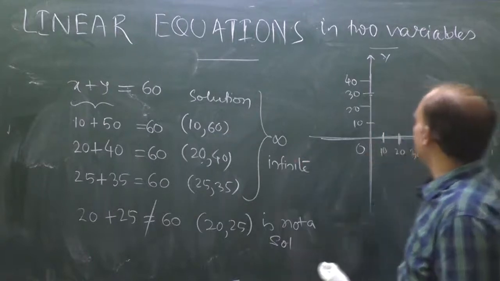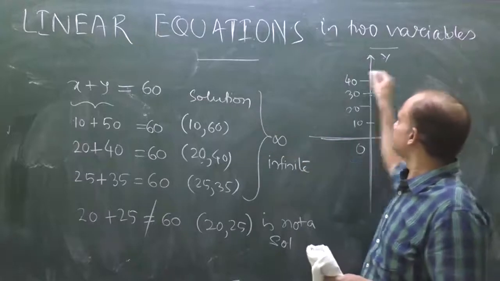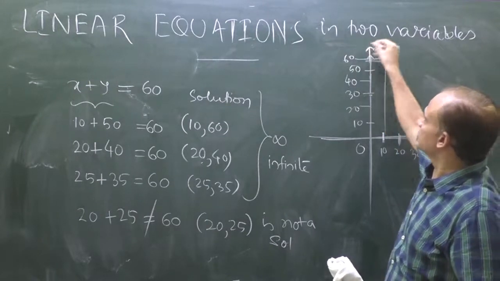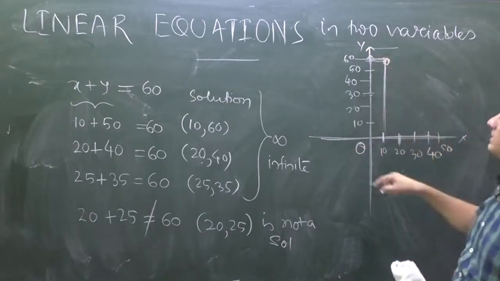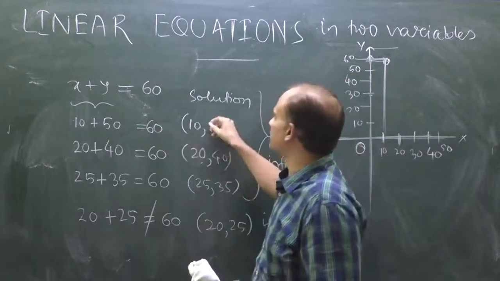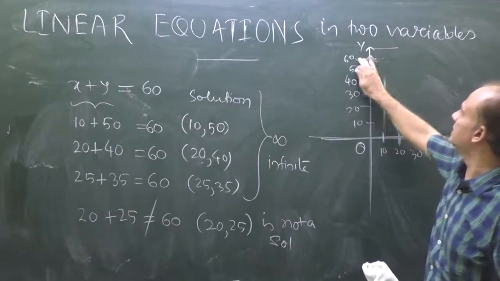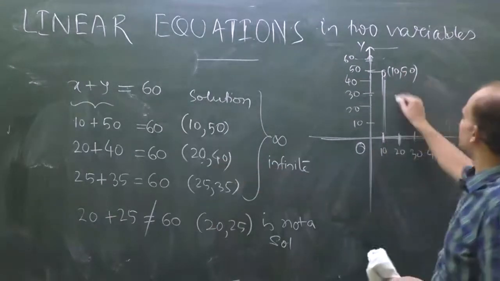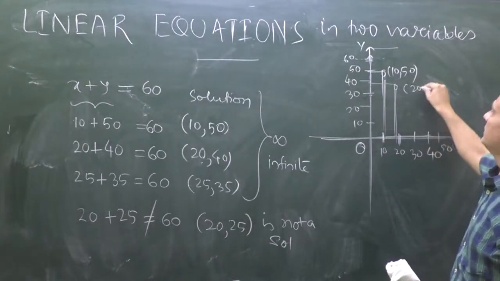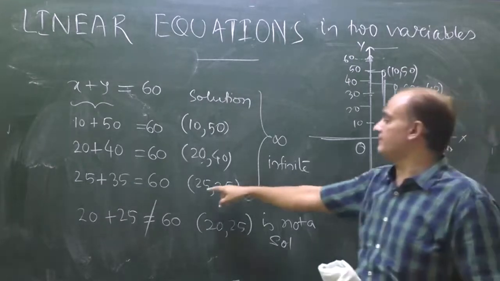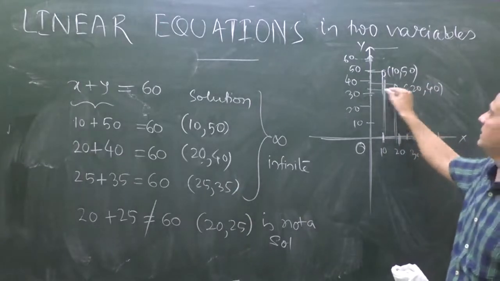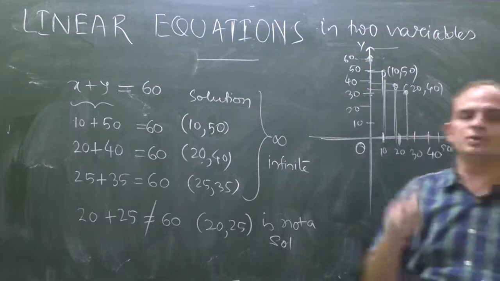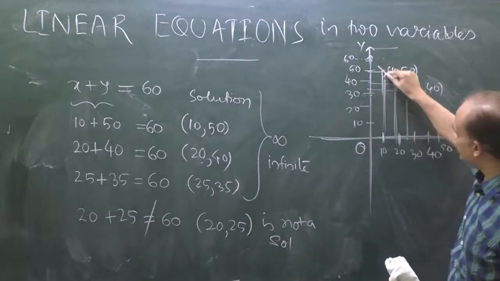So this 10 comma 60, where will it be lying? x is 10 and y is 60. This axis is called the y axis. This is called the origin, as you know it. Sorry, it should be 10 comma 50. I am extremely sorry. So the point will be here, not there. This point is 10 comma 50. And this is 20 comma 40. This point is 25 comma 35. So 25 will be here, 35 will be here. And the most interesting thing you will find in this process is that all these points will be lying on a line.